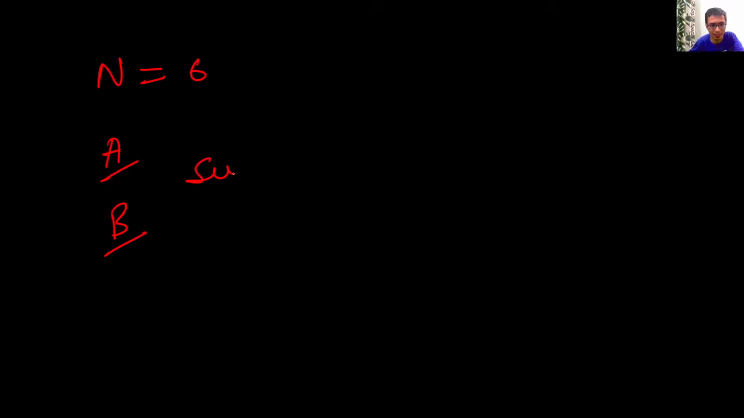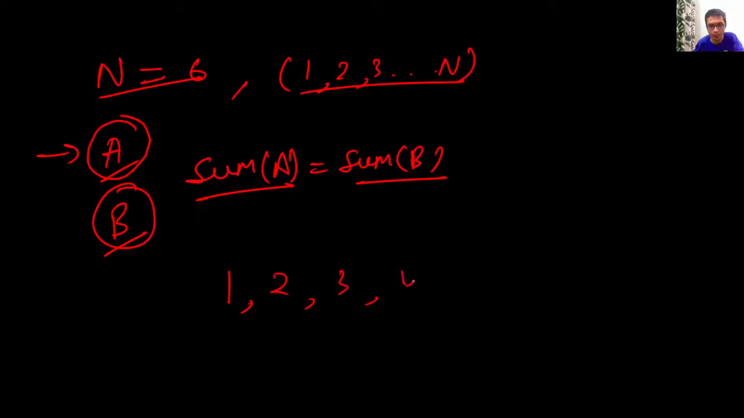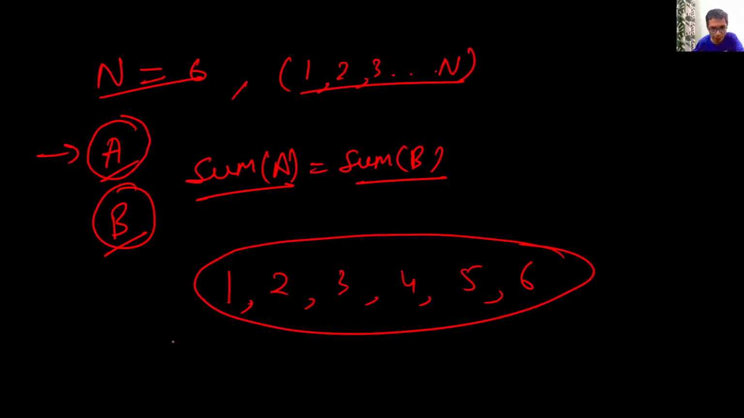The fourth condition says that the sum of A is equal to the sum of B, right? That is, the sum of both the arrays is equal. And also the second condition says that if we combine the elements of A and B, then we would have all the elements from 1 till n exactly once, right? So for this case, where n is 6, we would have elements from 1 till 6. So we would have 1, 2, 3, 4, 5, 6, right?